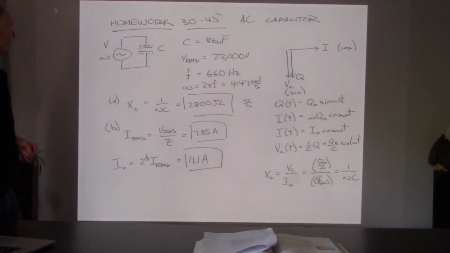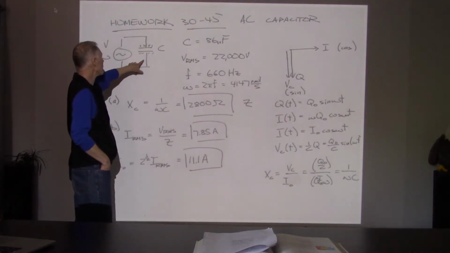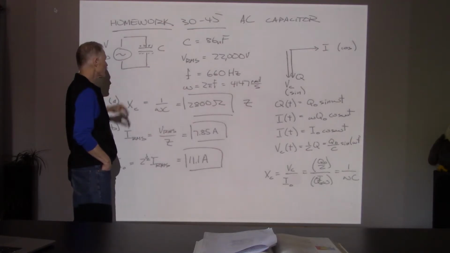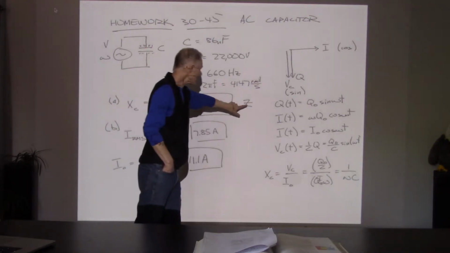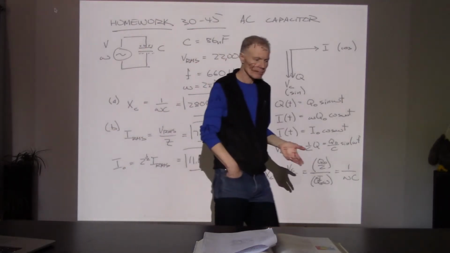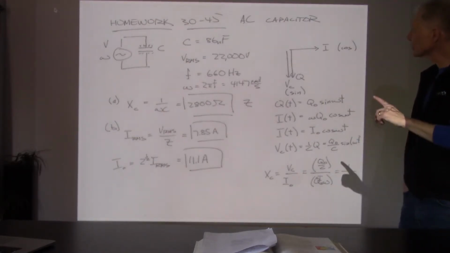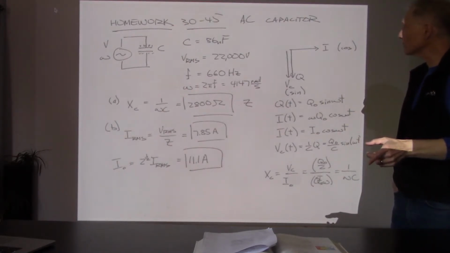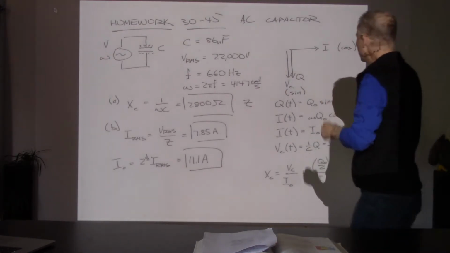It's kind of an analogous effect. Now, since there's nothing else in the circuit, there's no other resistors, no other inductors, no other capacitors, that one value of 2,800 ohms, that's the total impedance. So not only is the 2,800 ohms telling us the capacitive reactance, it's also telling us the overall impedance for the circuit. It's just got that one device in it.